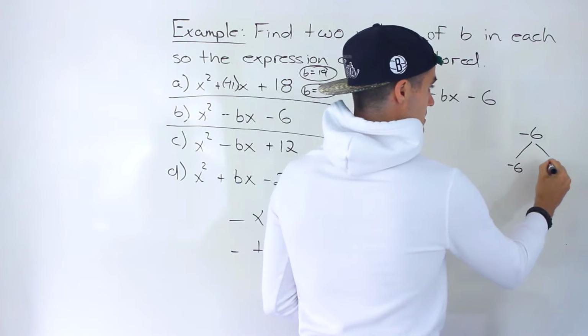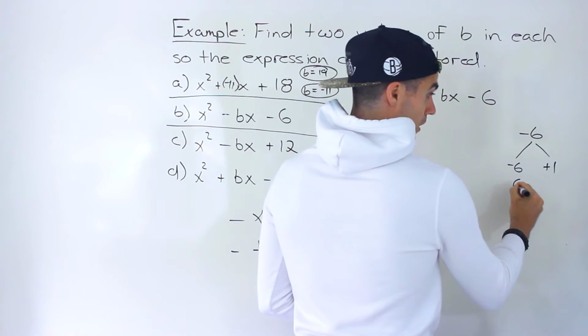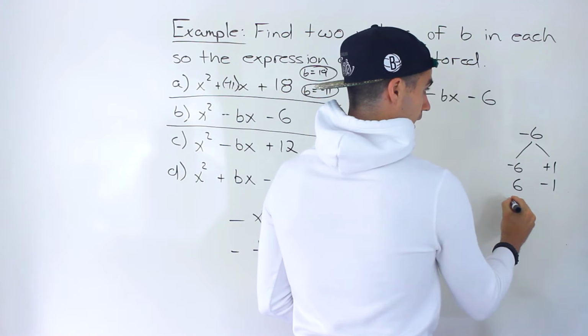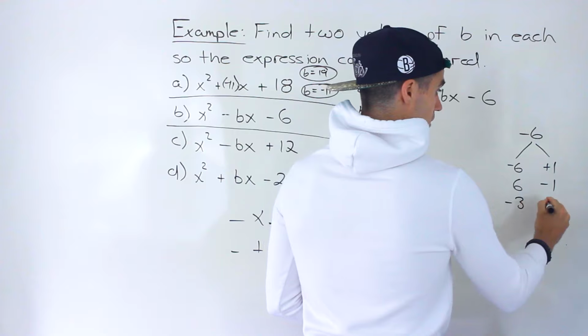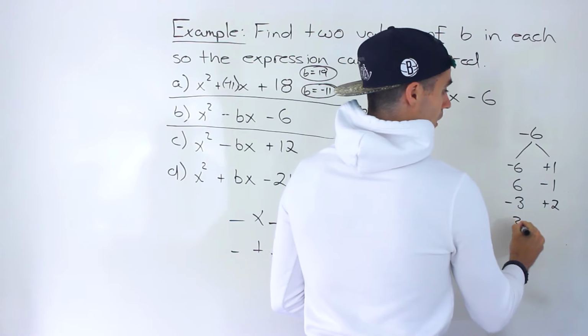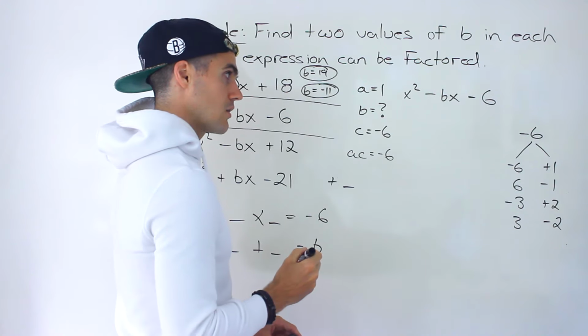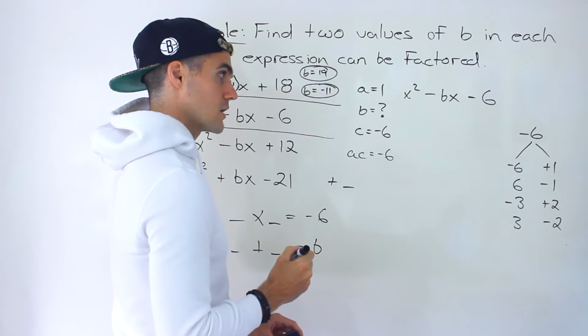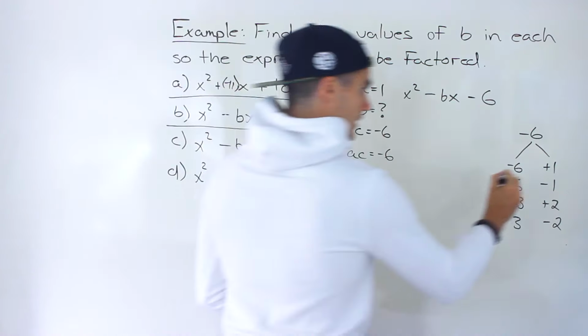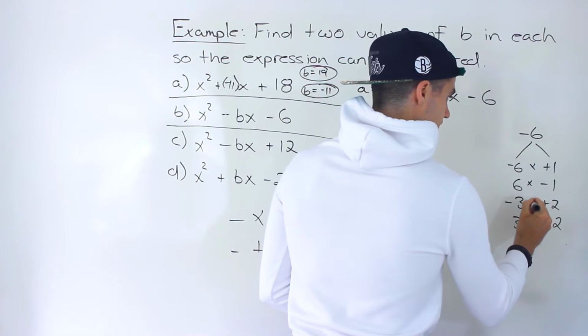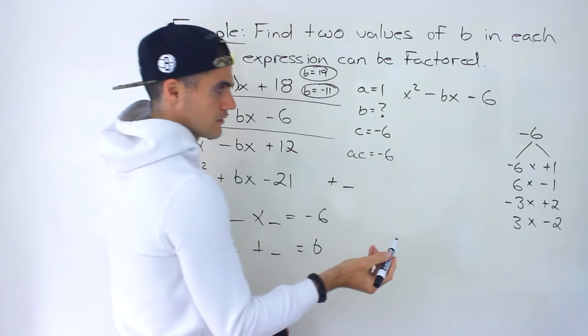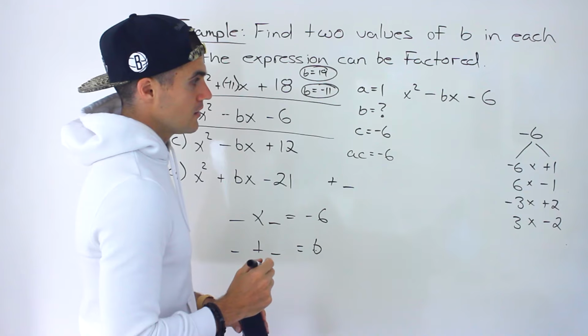So we could have -6, +1. We could have +6, -1. We can have -3, +2. We could have +3, -2. And I think that is all in terms of the integers, right? Yes. Right, so all of these here, they work. So let's try a combination here.